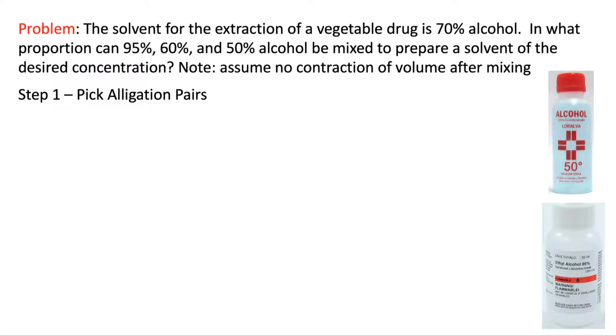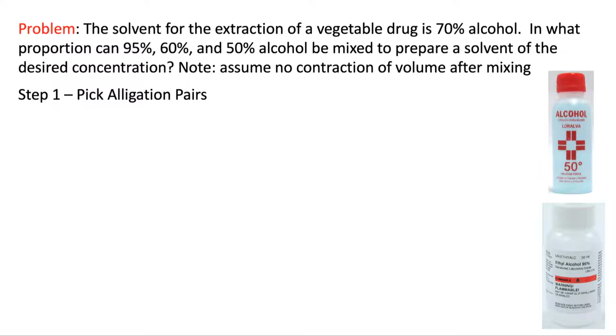The problem reads: the solvent for the extraction of a vegetable drug is 70% alcohol. In what proportion can 95%, 60%, and 50% alcohol be mixed to prepare the solvent at the desired concentration? Again, we're going to assume no contraction of volume after mixing. Sometimes alcoholic solutions contract their volume a little bit. That's a small effect we're going to ignore here in this problem. So where do we start?